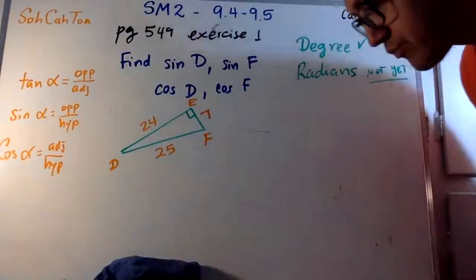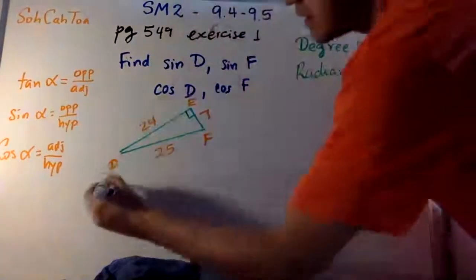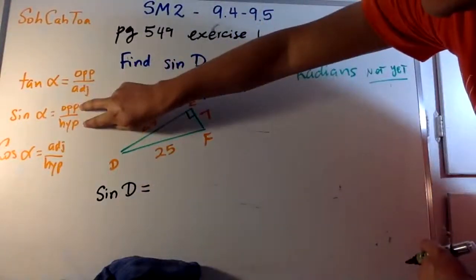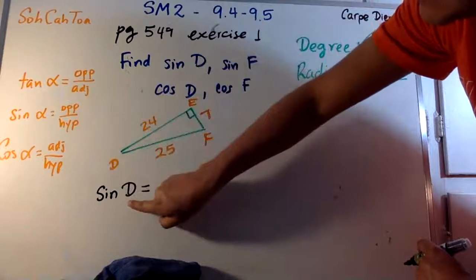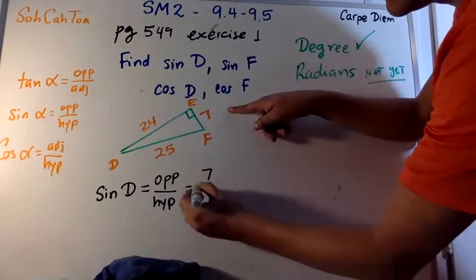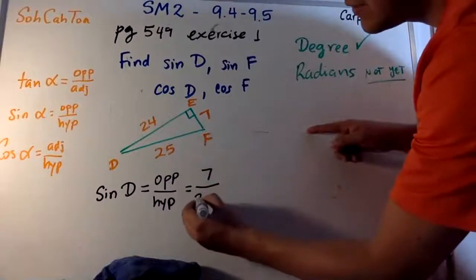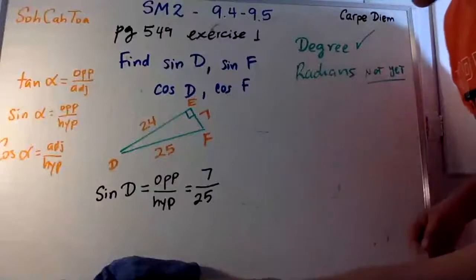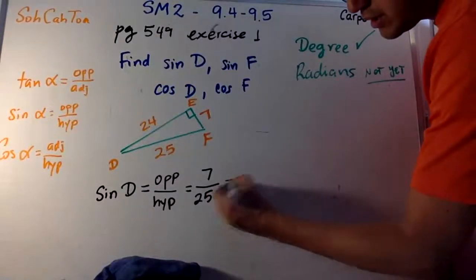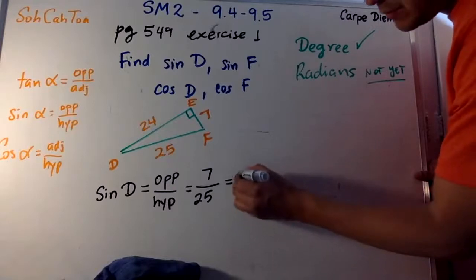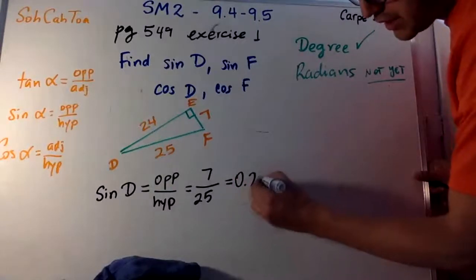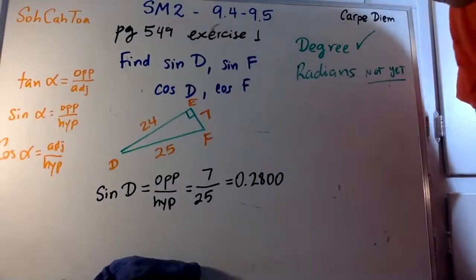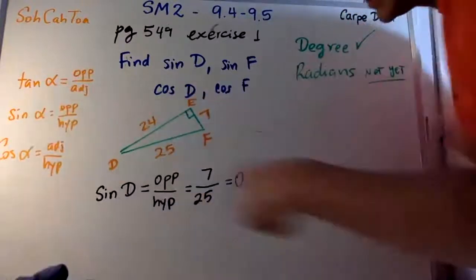Let's begin with sine of d. Remember, sine is opposite over hypotenuse. For d, the opposite is 7, divided by the hypotenuse, which is 25. This is the fraction form of it. If you want to present it in decimal form, it is 0.28, and remember, four decimal places. So simple, right? Now we have the definition, so it's going to be pretty easy for you guys.